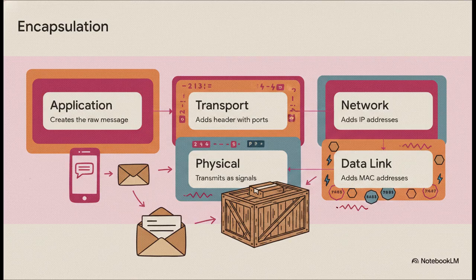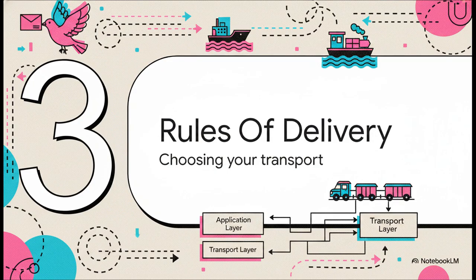Now, the actual journey out that door is called encapsulation. As your message moves from your app all the way down to the physical wires, it gets wrapped up chronologically at each of these 5 layers. So the transport layer slaps on a header with the ports, then the network layer adds the IP addresses, and so on. It's honestly exactly like putting a letter into an envelope and then putting that envelope inside a box and then packing that box into a massive shipping crate. And as you might guess, when it finally reaches the destination, the exact reverse process happens to unpack it all. All right, on to part 3, the rules of delivery.